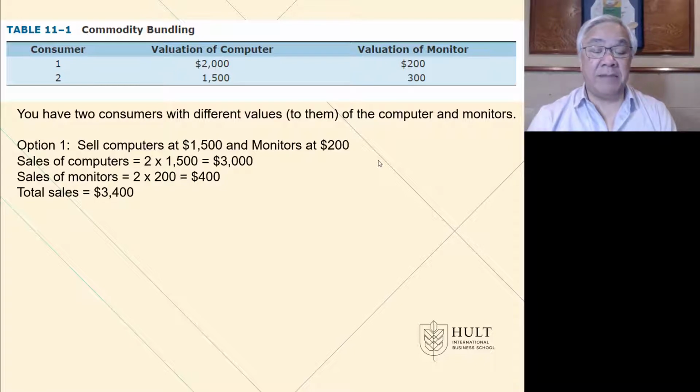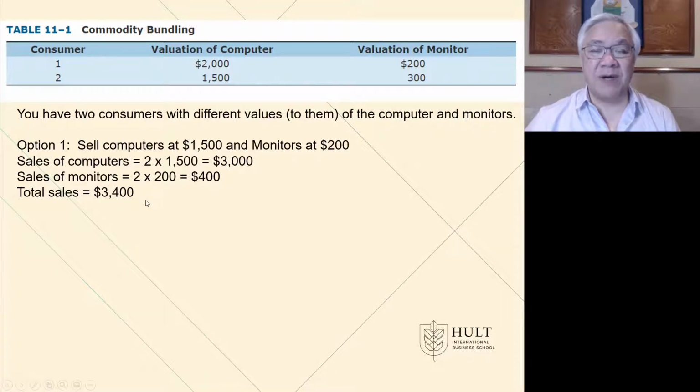So one approach might be, well, let's sell the computer at $1,500 and the monitor at $200. Therefore, we'll sell both of the components to both of the customers. Our revenues would be 2 times $1,500 plus 2 times $200, total of $3,400.